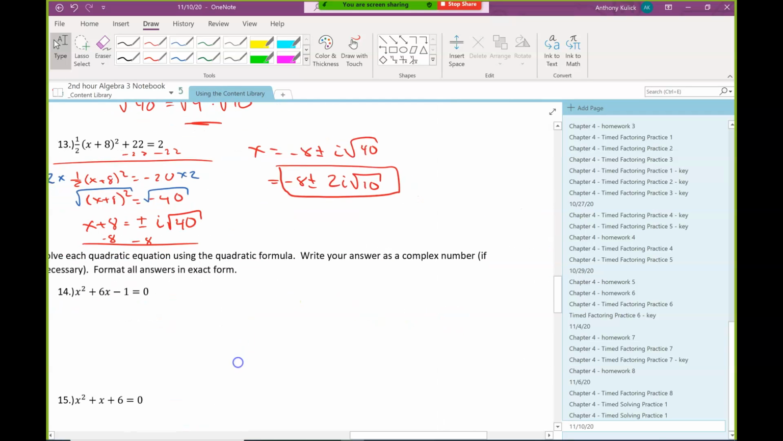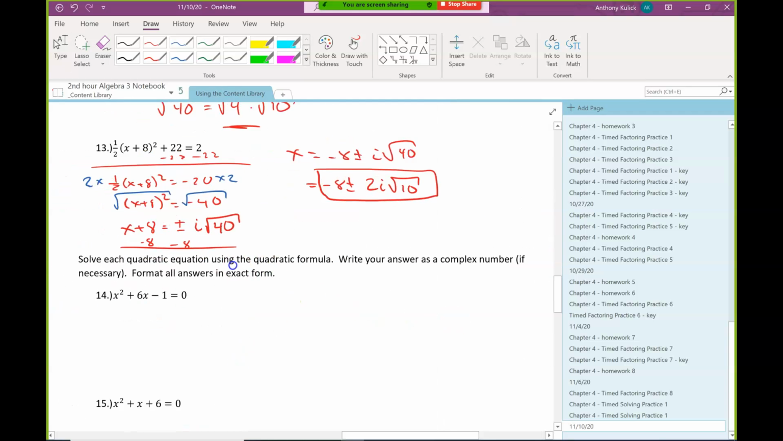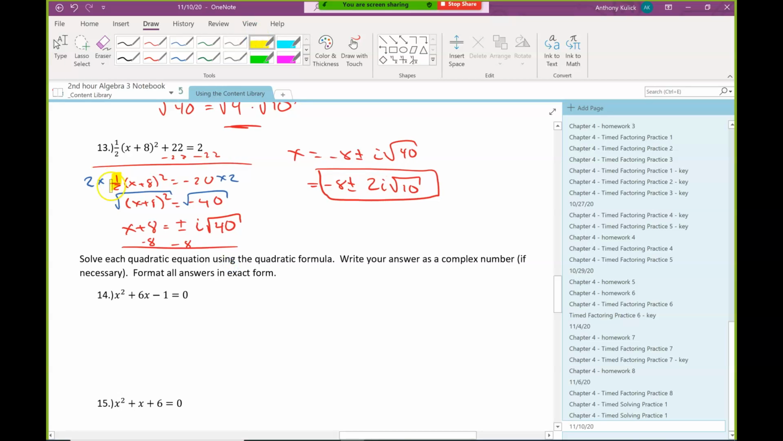Why did you multiply by 2? I multiplied both sides by 2 to get rid of the 1/2. Oh, okay, so if there's a fraction in front, you can multiply by the reciprocal, right? That's all I did there. It's the same thing as dividing by 1/2, but dividing by a fraction is kind of a weird concept. Just multiplying by the reciprocal, multiplying by 2, is way easier than dividing by 1/2, at least to do in your head or whatever.